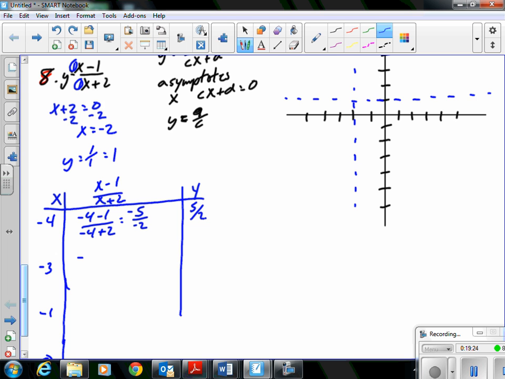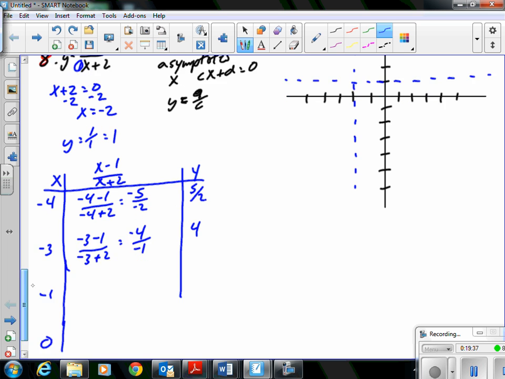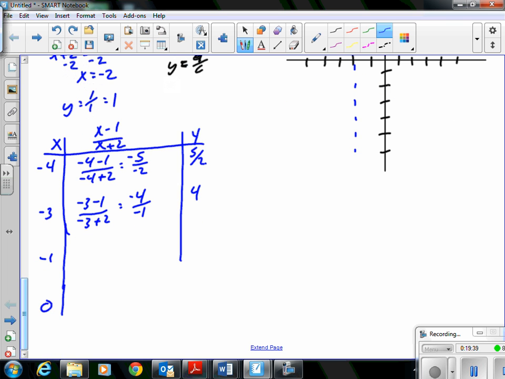For negative 3, negative 3 minus 1 over negative 3 plus 2. So negative 4 over negative 1, which would be positive 4. We got negative 1 minus 1 over negative 1 plus 2. So negative 2 over 1, or negative 2. And for 0, 0 minus 1 over 0 plus 2, it'll be negative 1/2.